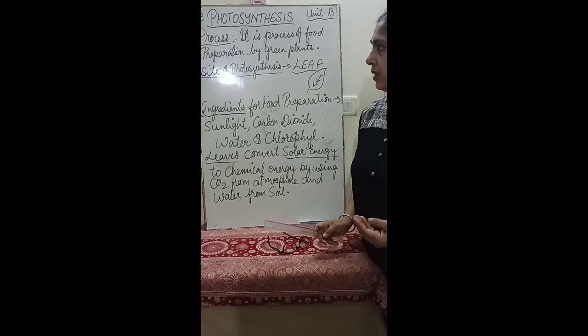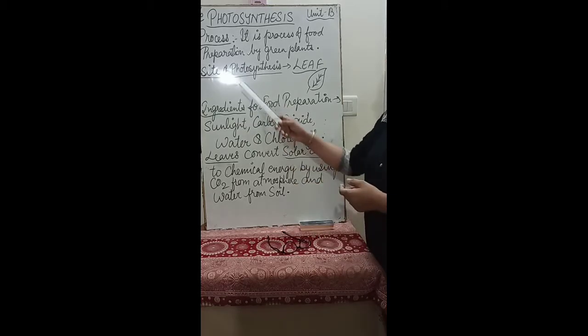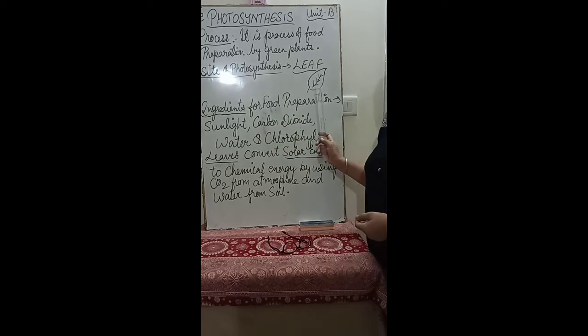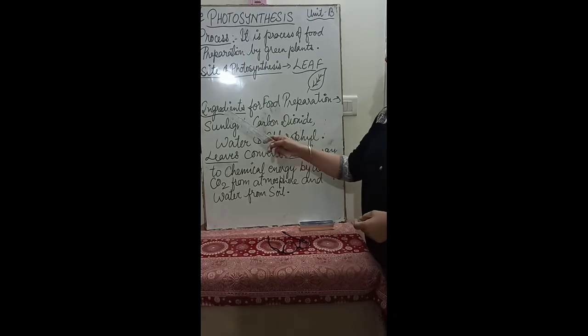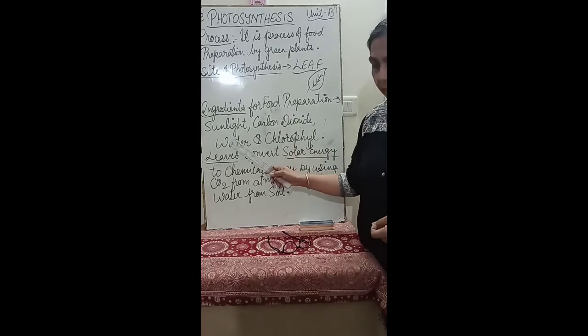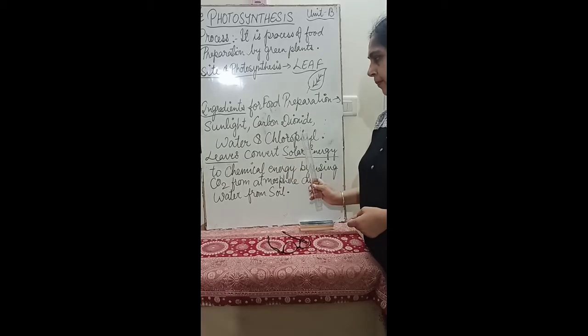So this is the general process. Photosynthesis is the preparation of food by the green plants. And what is the site of photosynthesis? The leaves are the food factories. The leaves of the plants prepare the food. And what are the ingredients required for food preparation? Sunlight, carbon dioxide, water and chlorophyll.